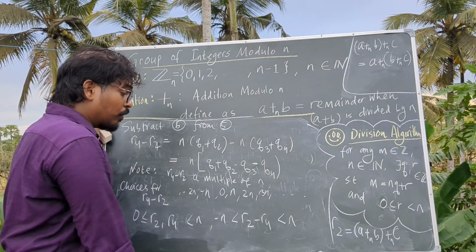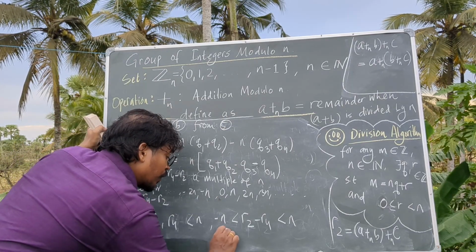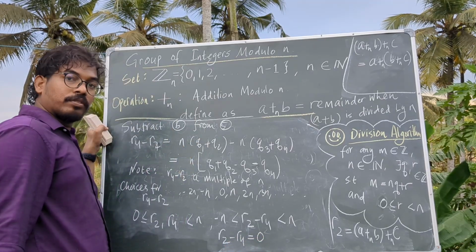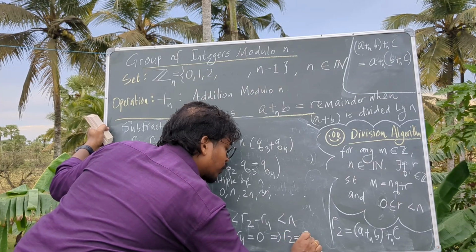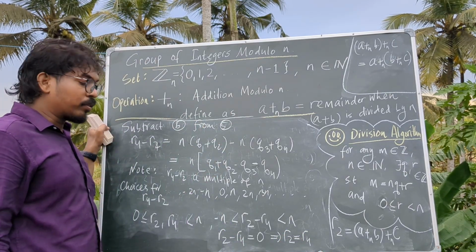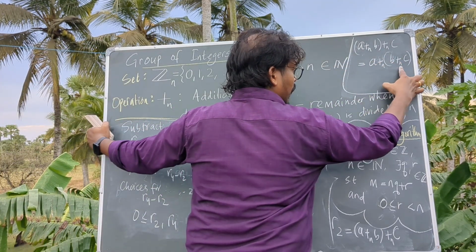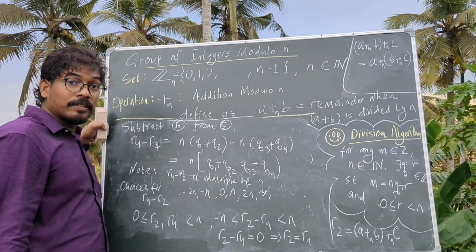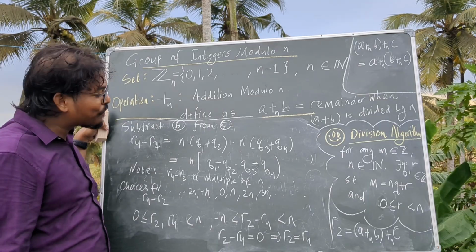and strictly between minus n and n we have only one multiple of n, which is 0. So the only choice for R2 minus R4 is 0. That implies R2 is the same as R4, and this is R2, this is R4. Therefore associativity holds, and we have this happy little axiom which is satisfied.